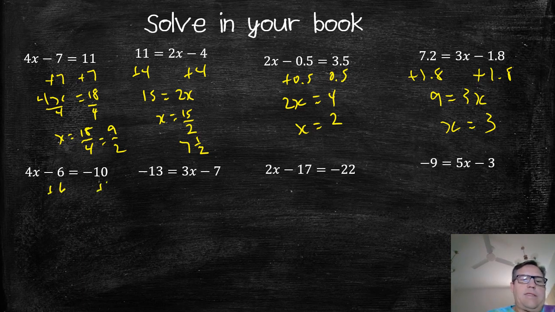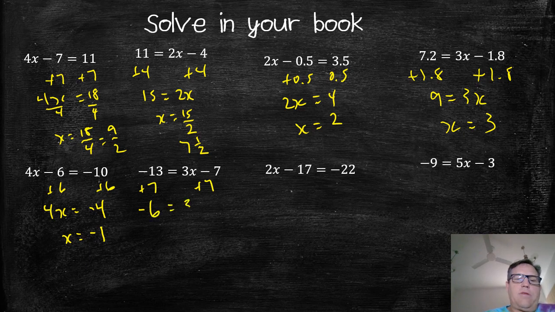We're going to add 6 to both sides. Be careful with your negatives. Negative 10 plus 6 is negative 4. We're going to divide by 4, x equals negative 1. Next, we're going to add 7. Again, just be careful with your signs. Negative 13 plus 7 is negative 6 equals 3x. Divided by 3, negative 6 divided by 3 is negative 2.